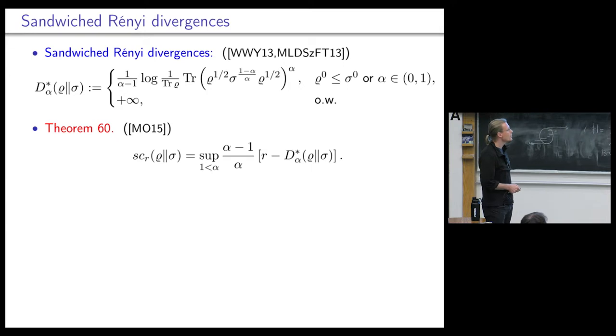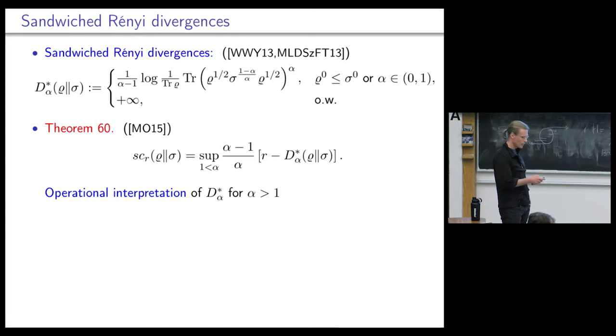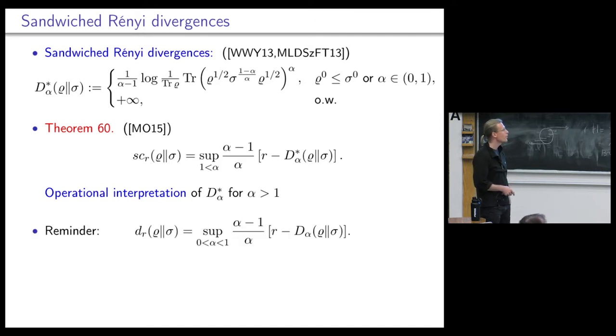And it turns out that using these Rényi divergences, we can actually express the strong converse exponent with a formula similar to the previous one, a formula that extends the classical one, but we have to use these sandwiched Rényi divergences. So this way, we get an operational interpretation for these new quantities for every parameter alpha larger than one. Okay? And it's a reminder that the direct rate was expressed in this form.